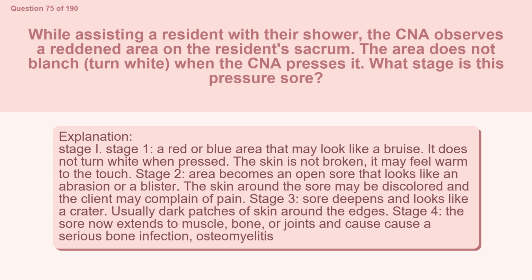Stage 2, the area becomes an open sore that looks like an abrasion or a blister. The skin around the sore may be discolored and the client may complain of pain. Stage 3, the sore deepens and looks like a crater, usually with dark patches of skin around the edges. Stage 4, the sore now extends to muscle, bone, or joints and can cause a serious bone infection, osteomyelitis.